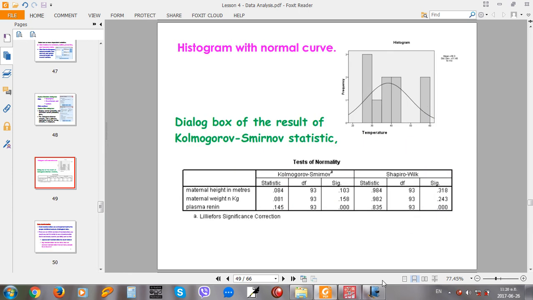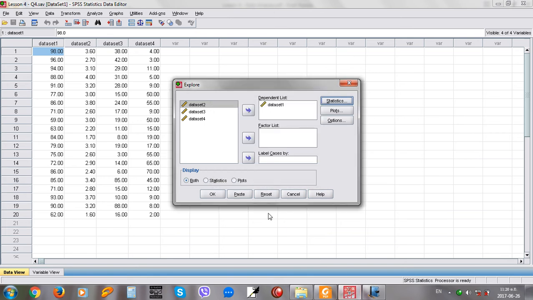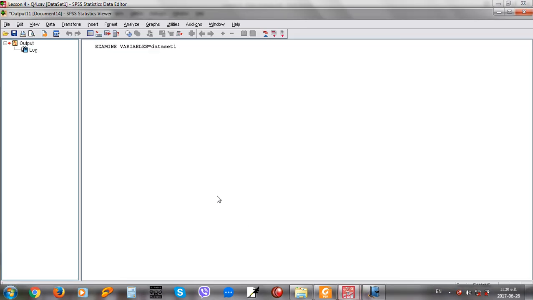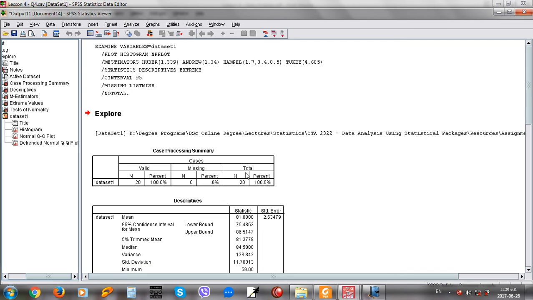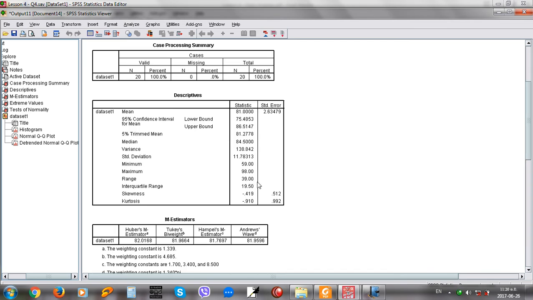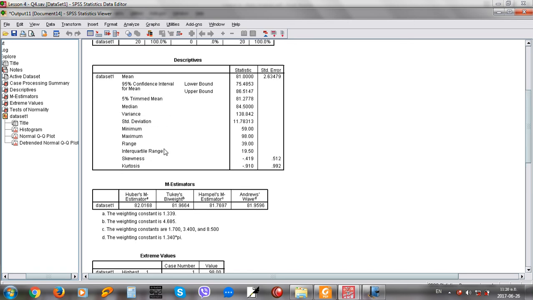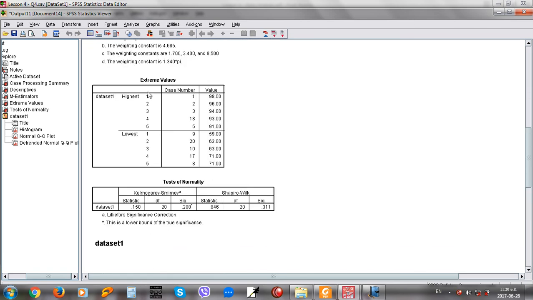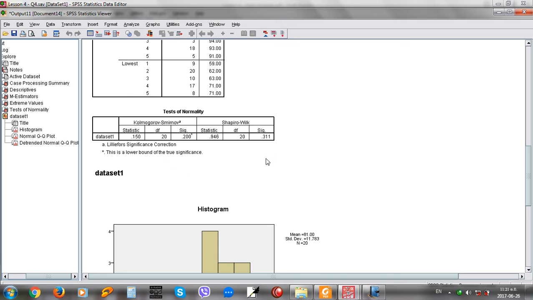Right. So now we can see this. Continue. Then we have to press OK. Then you can see it in our output window. There are some M-estimators given, extreme values, and here the test for normality. If you can see there, our data n equals 20. N equals 20 is less than 50, which means we can't use the Kolmogorov-Smirnov test. So we have to use the Shapiro-Wilk test.